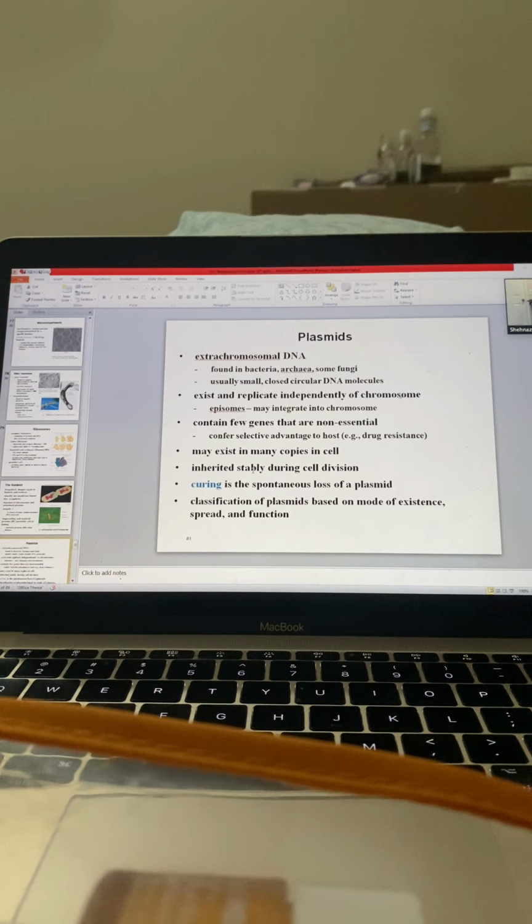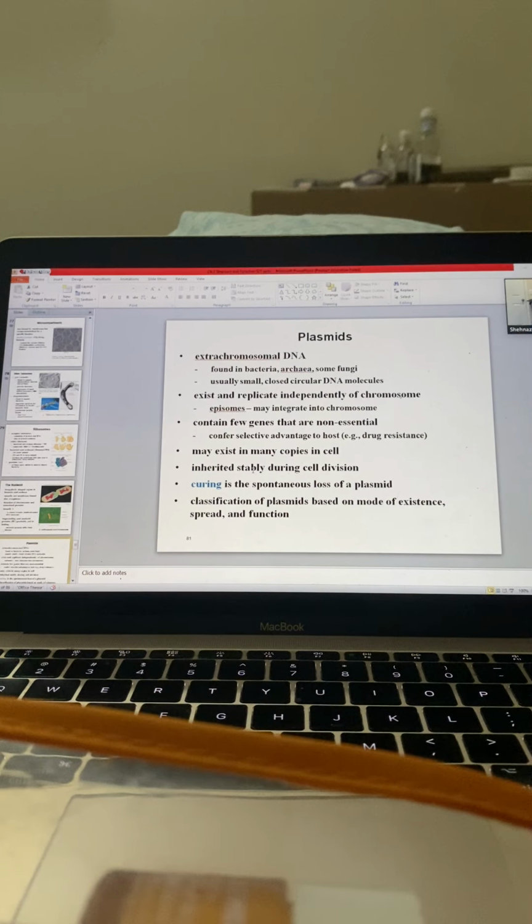Well, these plasmids contain few genes that are non-essential for the cell, and we discovered these plasmids as the ones that give advantage to the bacterium because they become drug resistant. And drug resistance has been the main plasmid gene that has been studied quite a bit. These plasmids may exist in small copy numbers, or maybe in large copy numbers. There may be many representations of the same plasmid in the cytoplasm of the cell. So we do have some low copy number plasmids and some high copy number plasmids.